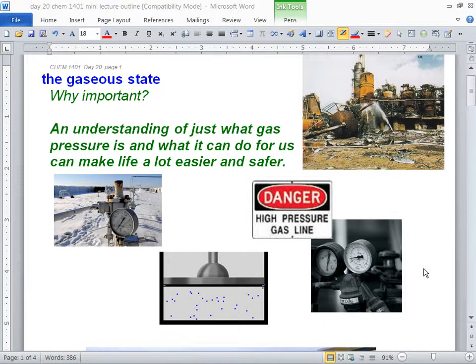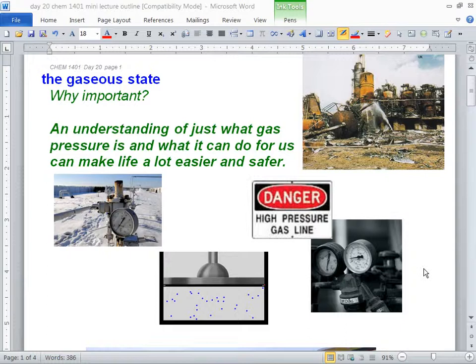Okay, so we are talking about the gaseous state. Ashley, what other states are there for matter? Solid and liquid. There's actually a couple more. There's plasma. There's supercritical fluid. For example, they use that to decaffeinate coffee. It's kind of interesting. Supercritical fluid carbon dioxide.